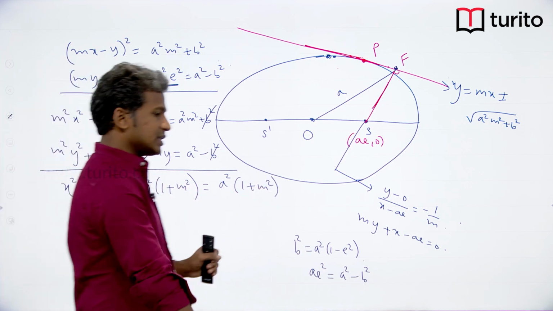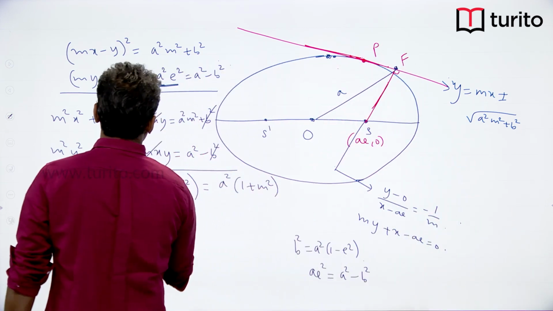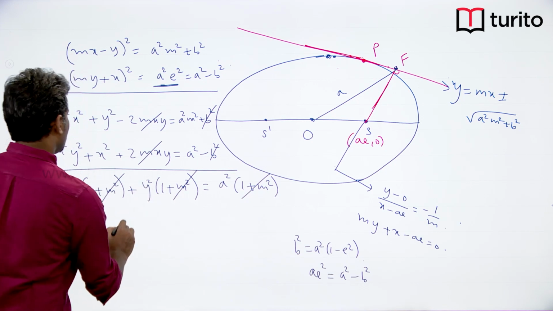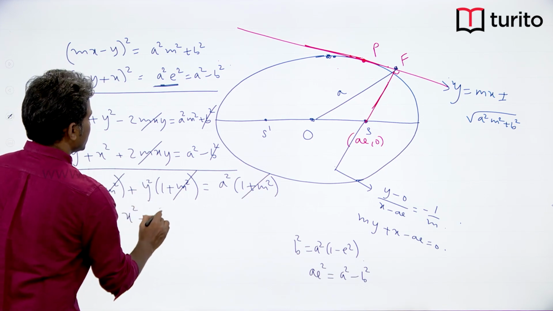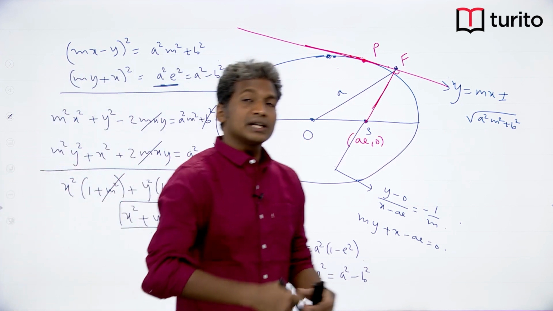So, here if you notice, 1 plus m square is common in all of them, we can cancel this because 1 plus m square can never be 0. So, hence we are getting this equation x square plus y square equal to a square. Okay. This is the fastest method.